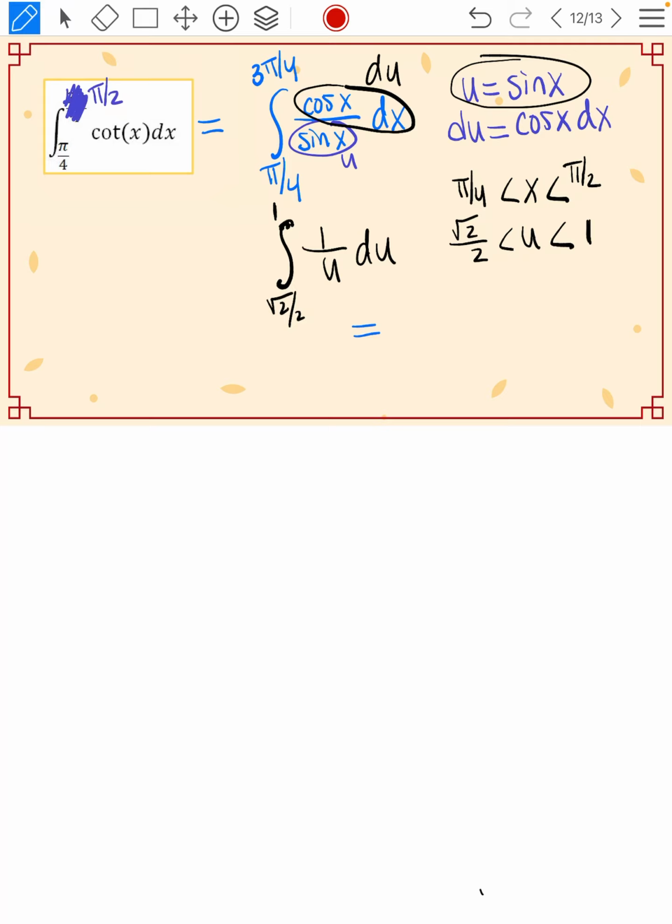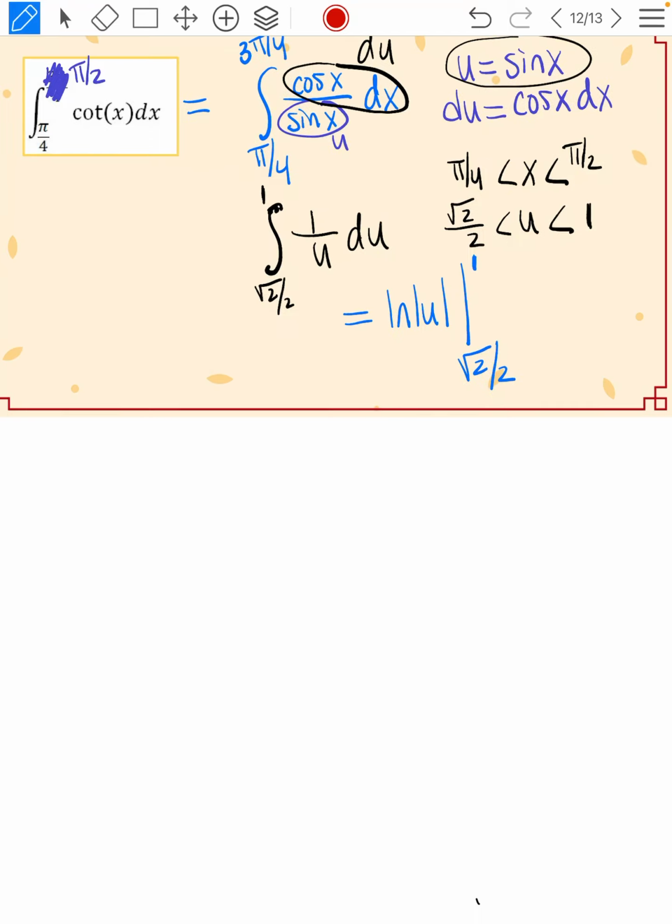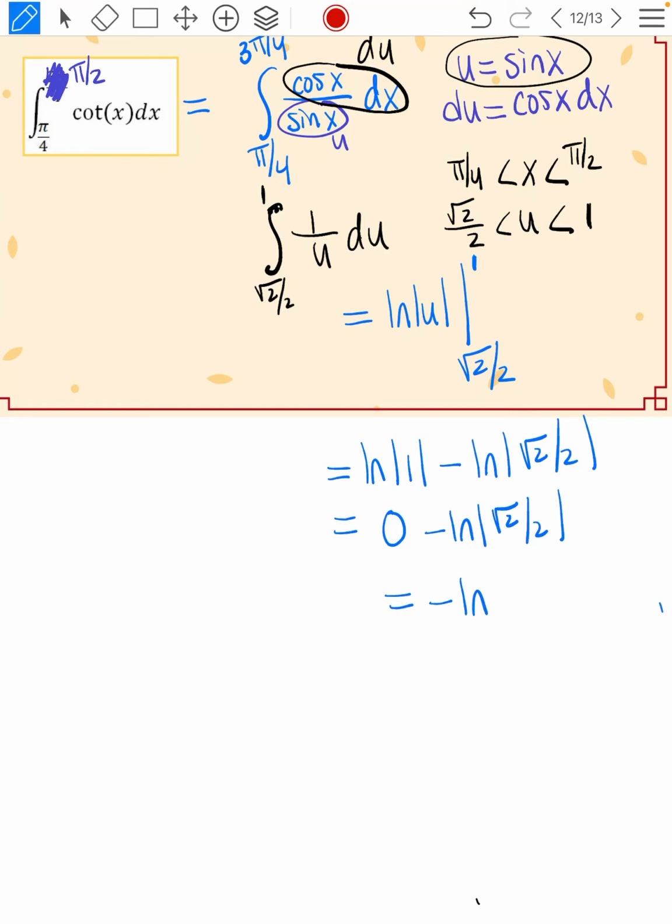The antiderivative of 1 over u is going to be natural log of u. And now my bounds are about u. So I don't have to replace the u back. I'm going to go from root 2 over 2 to 1. And now I can substitute it in, and I'll have natural log of 1 minus natural log of root 2 over 2. And final answer, right, natural log of 1 would be 0 minus natural log of root 2 over 2. So this is going to equal negative natural log of root 2 over 2. And root 2 over 2 is positive, so I can just leave it like that.